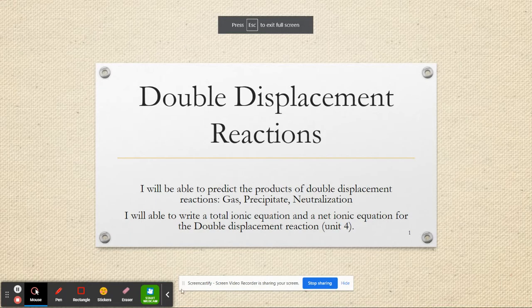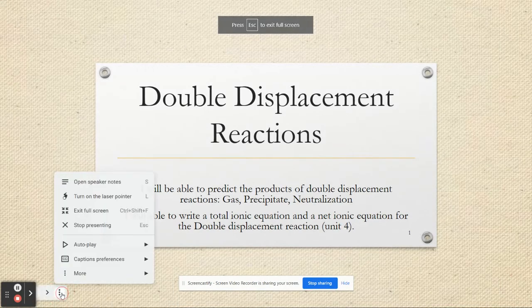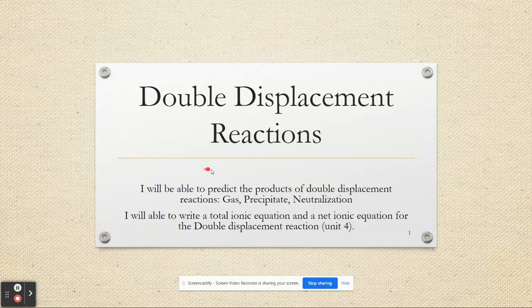In this video, we're going to take a look at double displacement reactions. We'll be able to identify them and also predict products of double displacement reactions. There are several types. There are those that produce gases, those that produce precipitates, and then also some that are neutralization types. Oftentimes, the gas ones are just a special type of neutralization as well.